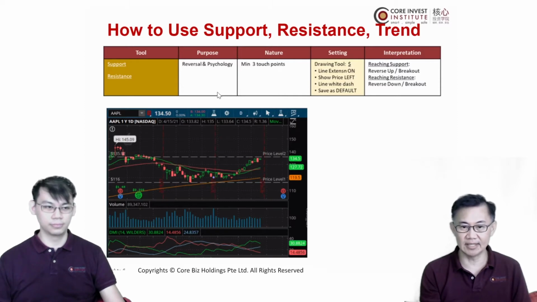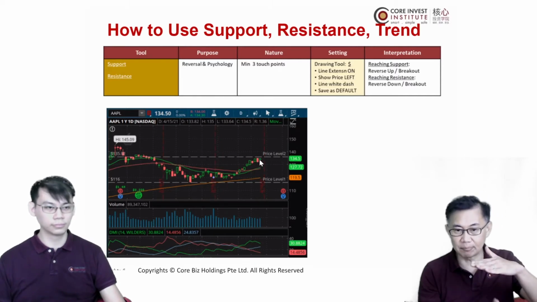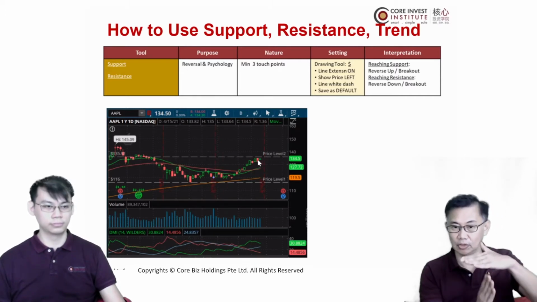It is basically the line that is below the current price. When you can draw a line, a horizontal line below the current price, it's called support because it is supporting the bottom. It's called a floor. And if you're drawing a line above the current price, then it's called a resistance line because it creates a resistance for the price to approach or to hit.